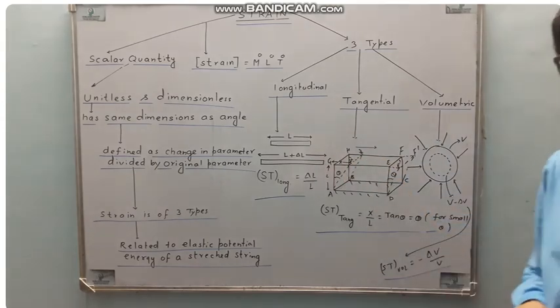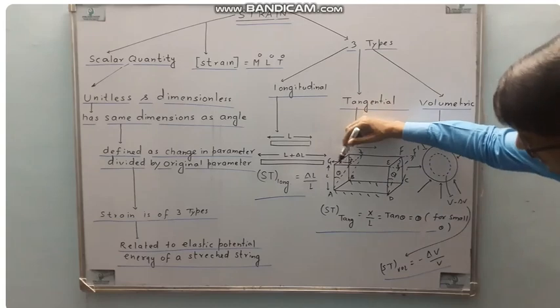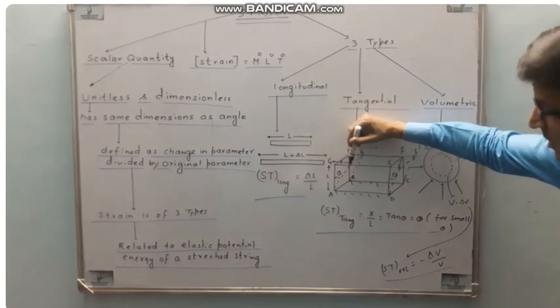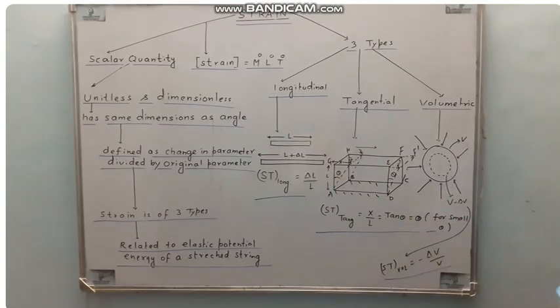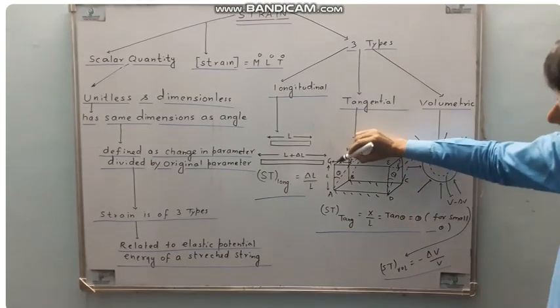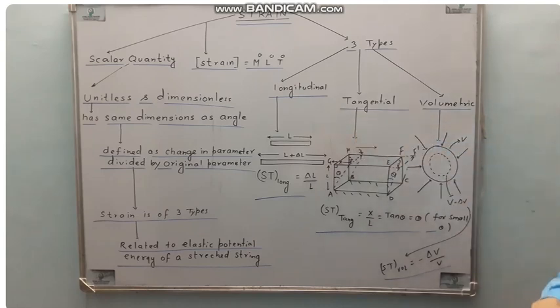So the tangential strain is defined as the change in length in the direction of tangential force divided by the perpendicular length, x divided by L. And from the triangle you can see that it is equal to tan theta, and for a very small angle we know that tan theta is equal to theta.